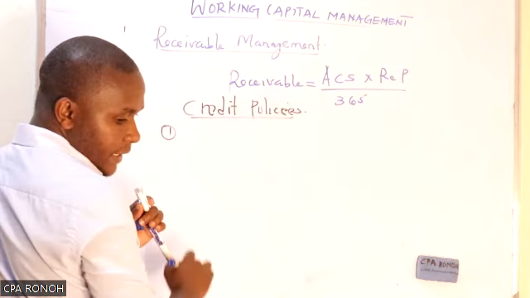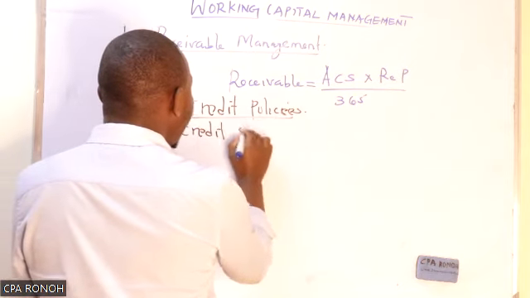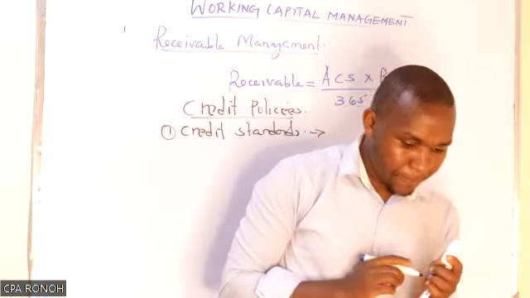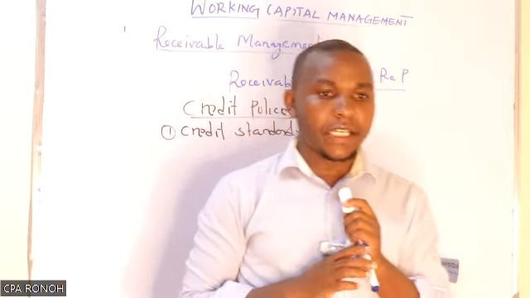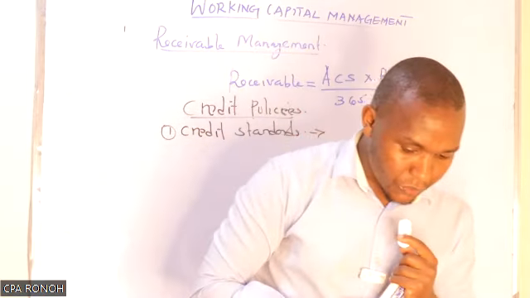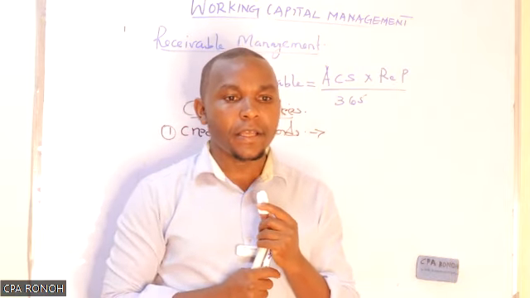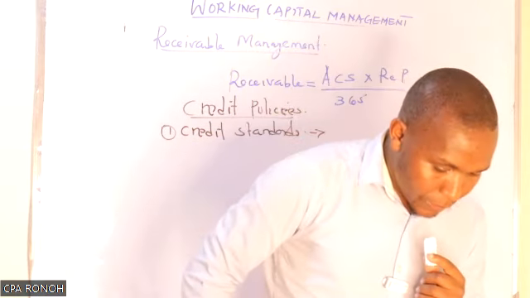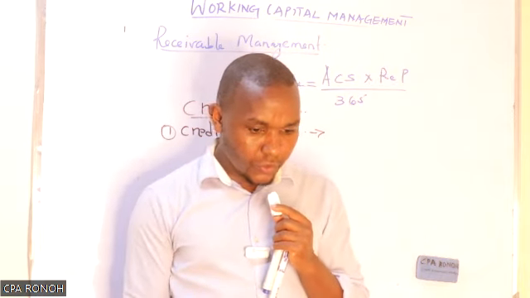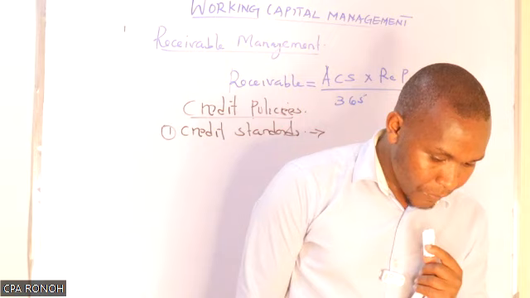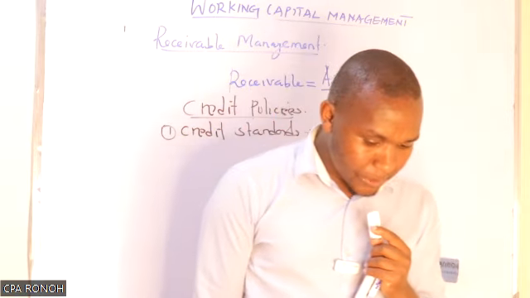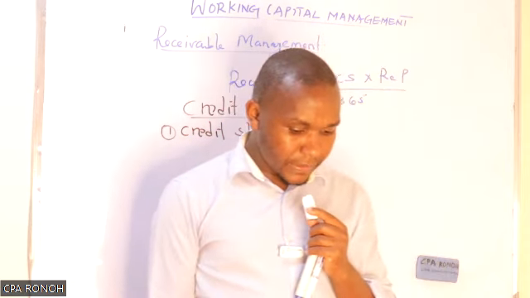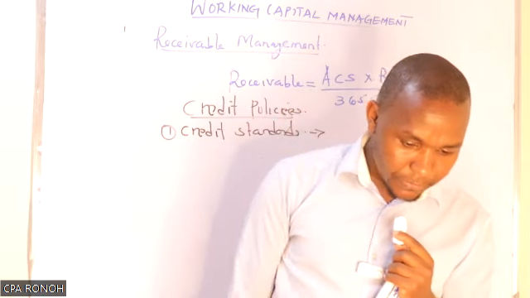So the first credit policy is the credit standards. And then to explain, say, these are conditions put in place to be met before credit is offered to a customer. Then another point and say, when the standards are so strict, the annual sales receivable will be lower.